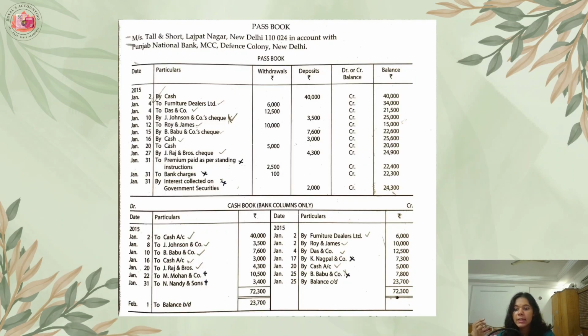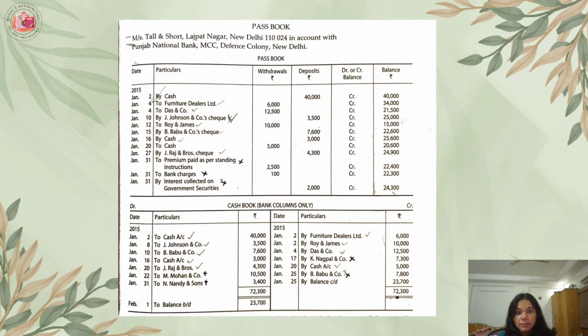See in this example, in this passbook and cash book, we had bank charges, premium paid as per standing instruction, and interest collected on government securities. These transactions have all happened in the bank and the account holder is not made aware of it. That is why there is a discrepancy.